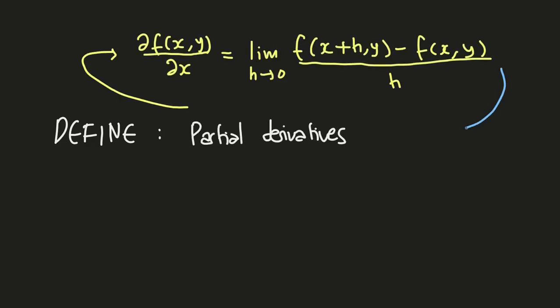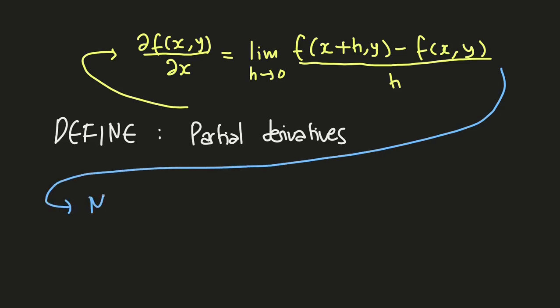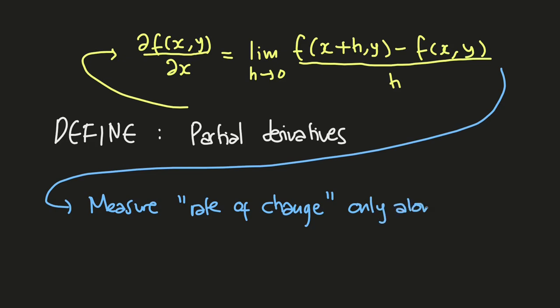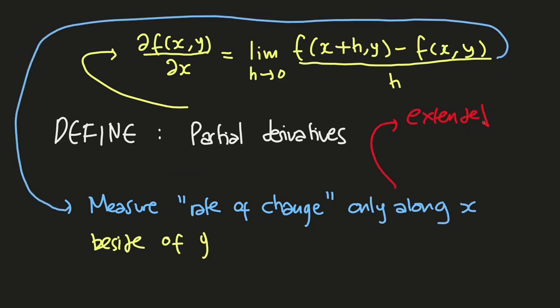Then we define a new derivative definition as partial derivatives, denoted with this notation, by which we know that it measures the rate of change only along x, while the y value stays constant. This assumption is multivariable again, so it can be extended to two variables, three variables, and many variables.